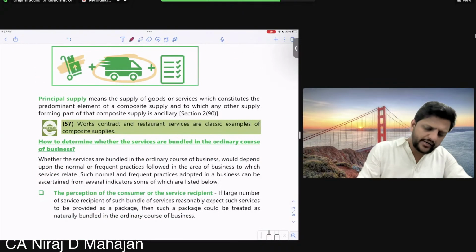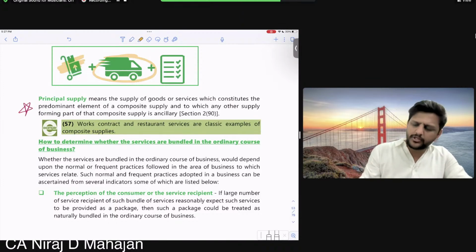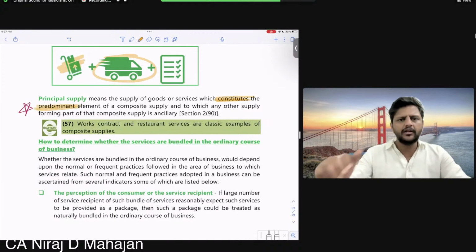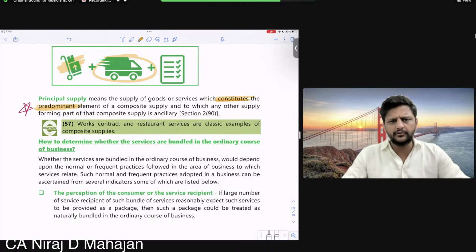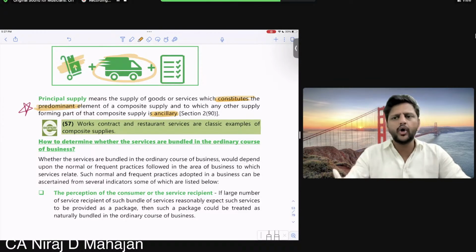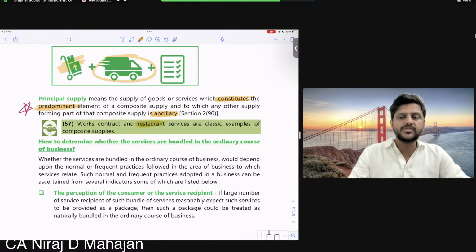Again, star mark here. You have to understand what is the principal supply. Principal supply means the supply of goods or services which constitutes the predominant, means dominant, means important, predominant element, most important element of the composite supply, and to which any other supplies are just ancillary in nature. Means what? Just related or dependent on the principal supply. Okay? Works contract and restaurant services are classic examples of composite supplies.